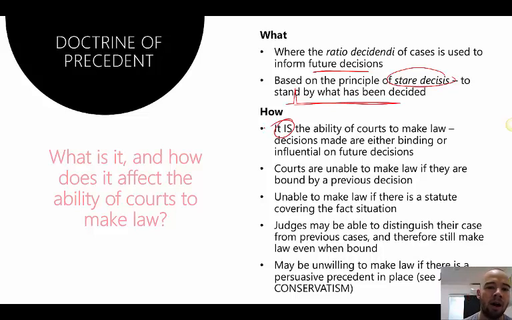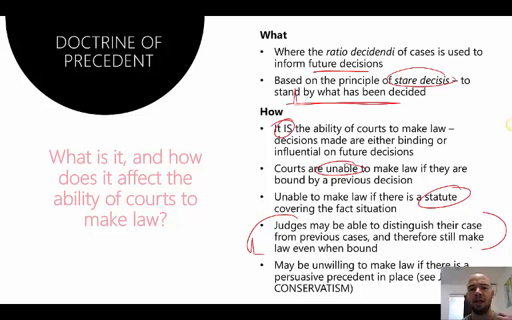However, there are obviously situations where precedent is going to be limiting. Courts are unable to make law if they're bound by a previous decision. So lower courts, for example, so precedent can impact or limit their ability to make law. Statute law, so law made by parliaments, also always overrules courts' decisions. So if there's a statute covering the fact situation, courts don't have the ability to create a precedent if that statute is clearly defined. However, judges might be able to distinguish their case from previous cases, so they don't have to follow precedents. But we're going to look at judicial conservatism. Judges might just be unwilling to make the law or change the law if there's a persuasive precedent in place. And we'll look at the idea of conservatism in a moment.